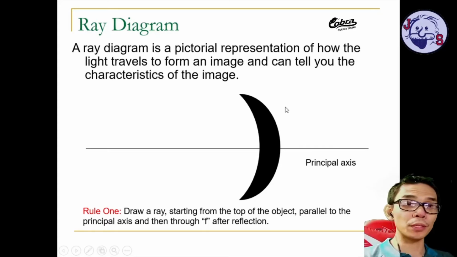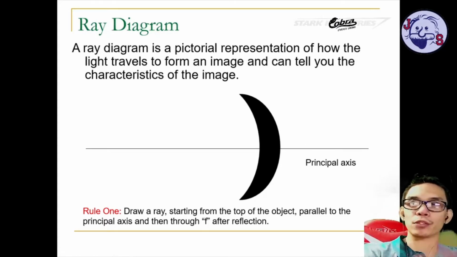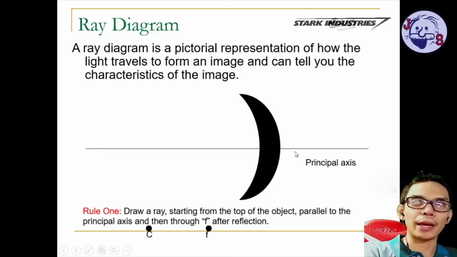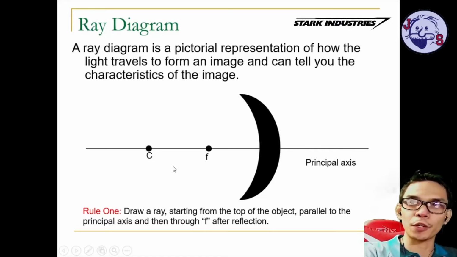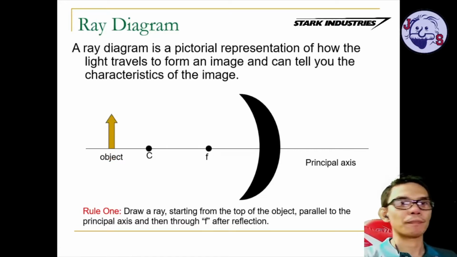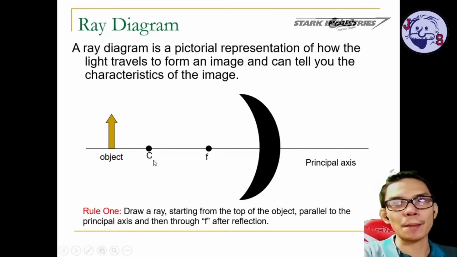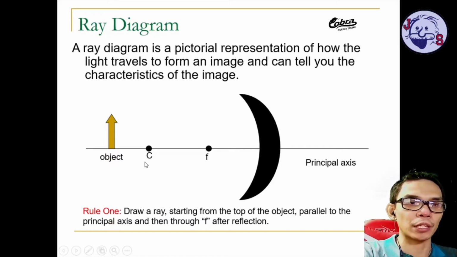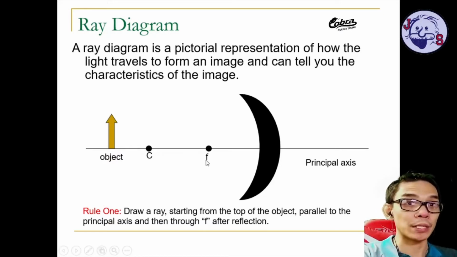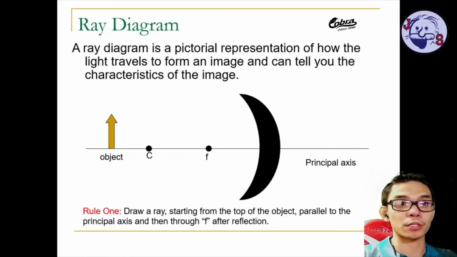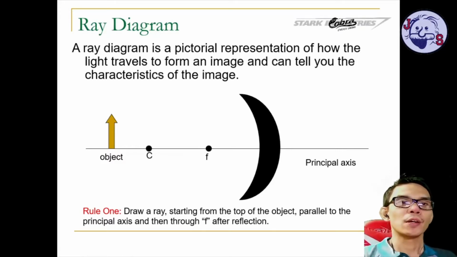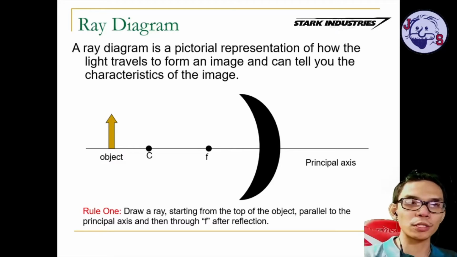The first thing that we will do is the concave mirror. This is a concave mirror, and we have the center of curvature, the focus, and the object. I have here certain measurements. For example, the center of curvature is 10 centimeters, and the focus is 5 centimeters. You can use the same example as well. You can pause this video if you want to draw this one.